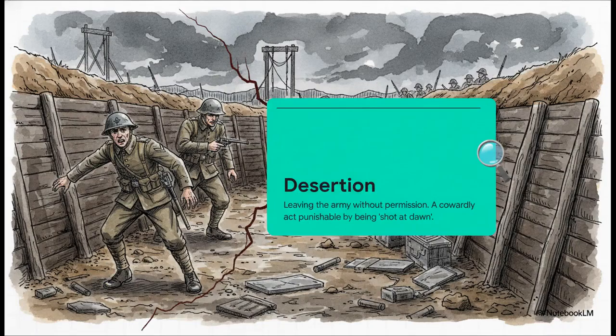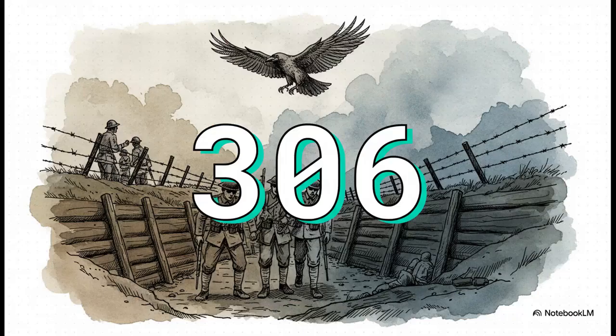Now, to really feel the weight of this scene, we need a bit of historical context. Desertion wasn't just a slap on the wrist. It was seen as the ultimate act of cowardice and betrayal, and the punishment was execution by firing squad. The stakes in this dugout are literally life and death. 306. That's how many British and Commonwealth soldiers were actually executed for desertion and other offenses during World War I. So when Stanhope makes that threat, it's not an empty one. This was the terrifying reality for soldiers who just couldn't take it anymore.